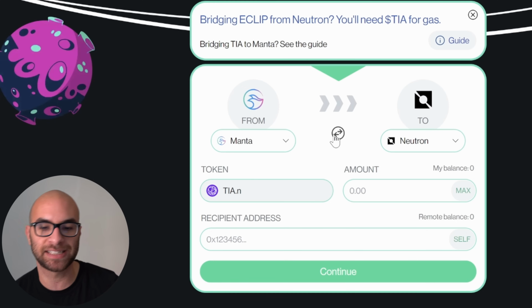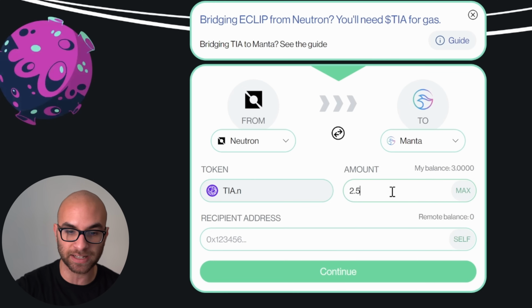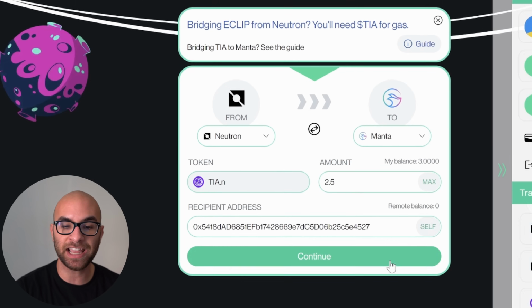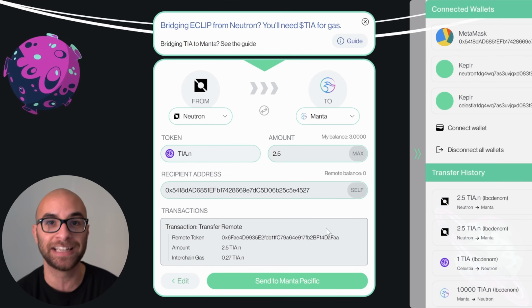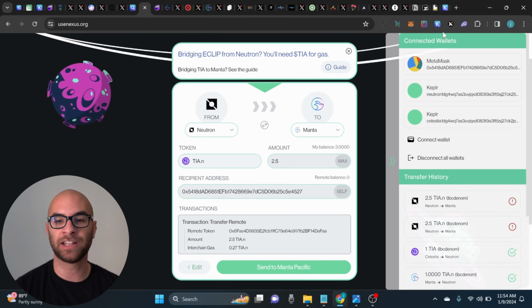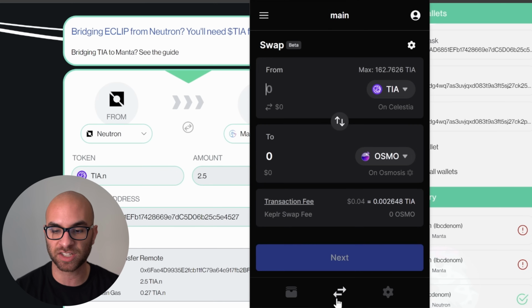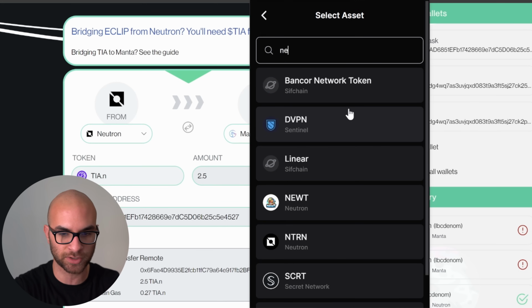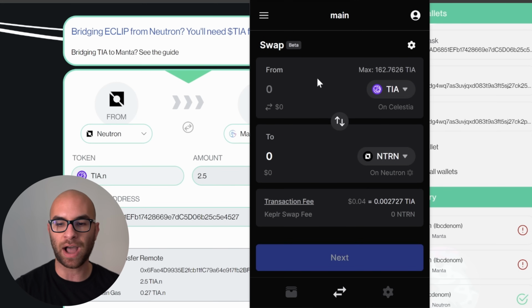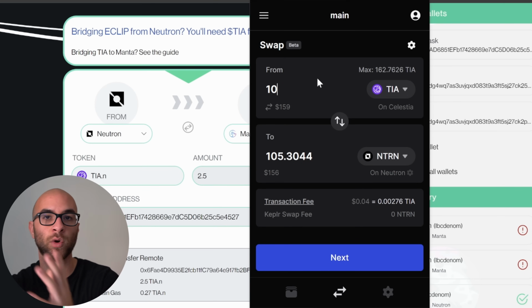Now there's a lot of different steps here, and it's a pain in the ass because in all reality, guys, if I try to send some of this TIA, I am now going to need Neutron in order to cover the gas fees to send this TIA. And in order to do that, once again, guys, I can go to my Keplr wallet, I can hit the swap tab over here, and now I can type in Neutron, and now I can actually buy some Neutron using my TIA that is then going to go on the Neutron network.